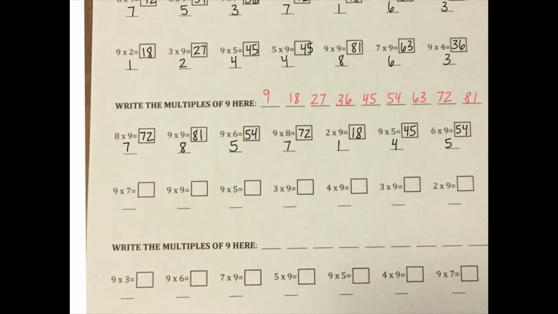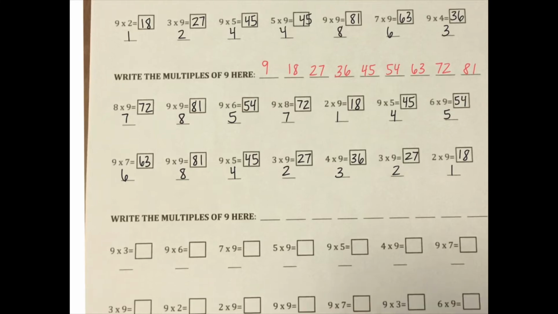9 times 7, 1 less, 63. 9 times 9, 1 less, 81. 9 times 5, 1 less, 45. 3 times 9, 1 less, 27. 4 times 9, 1 less, 36. 3 times 9, 1 less, 27. 2 times 9, 1 less, 18. All right, we've got 2 more rows to go.